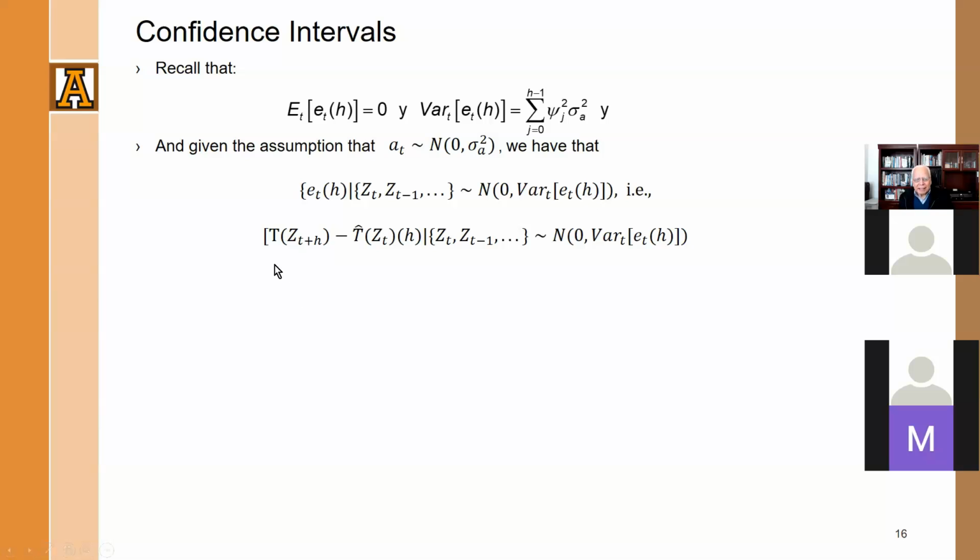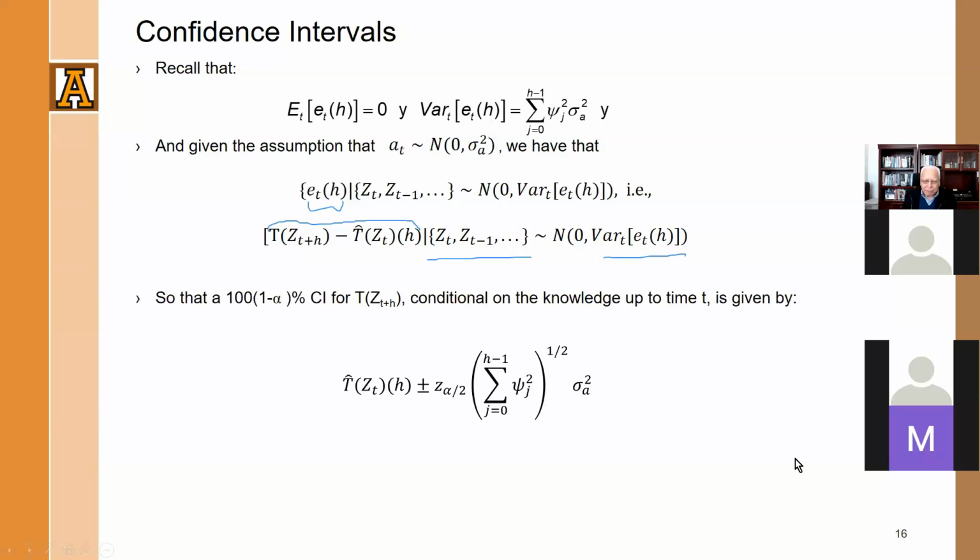Okay, so Z_{t+h} minus the optimal forecast, these are exactly the errors. This is the actual value minus its forecast, given that we know Z_t, Z_{t-1}, and so on, will have a normal distribution with mean 0 and variance given by the conditional variance of e_t(h), for the forecast that I make when I forecast at time t, h periods ahead. That will be the variance of these forecast errors.